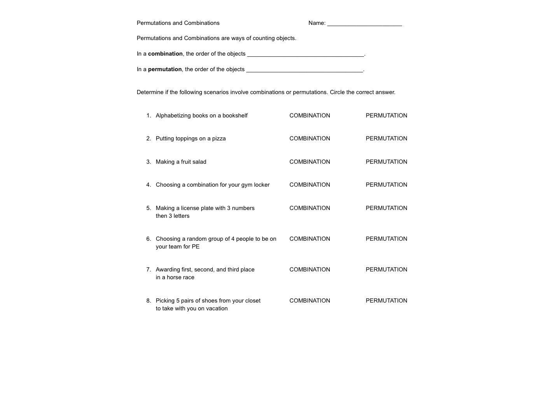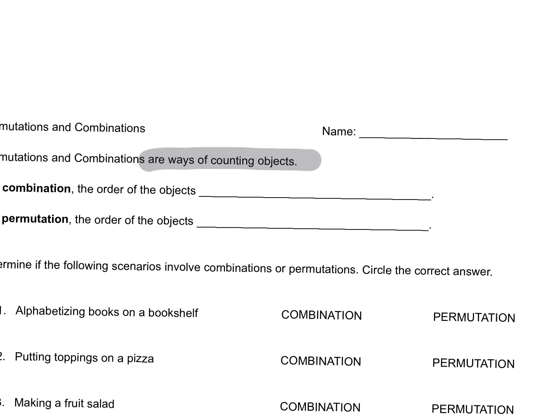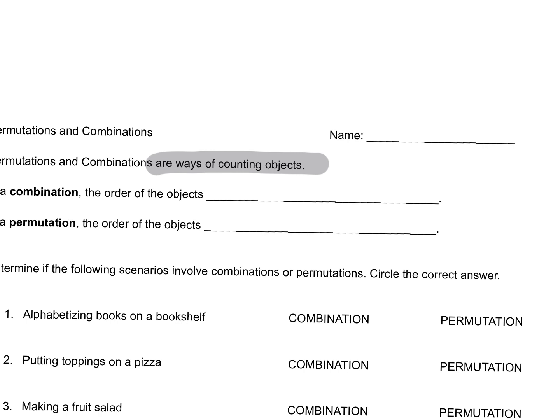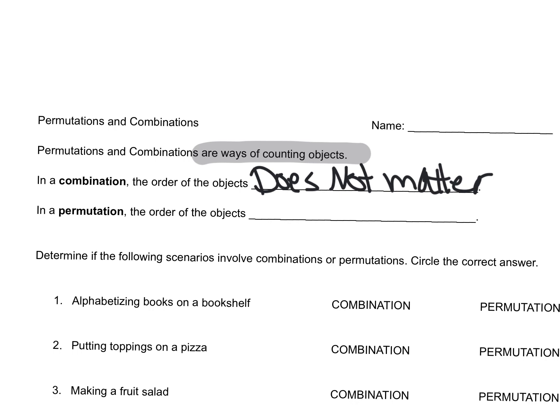Okay, today we are going to look at permutations and combinations. Basically, permutations and combinations are just a way of counting objects. Things to remember: if we're talking about a combination, the order of the objects does not matter. Okay, the order does not matter. And on the flip side, if we are talking about a permutation, the order of the objects does matter.